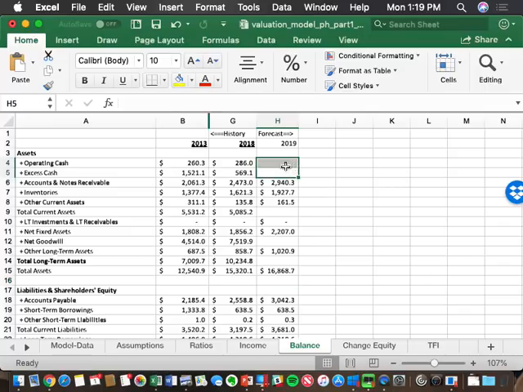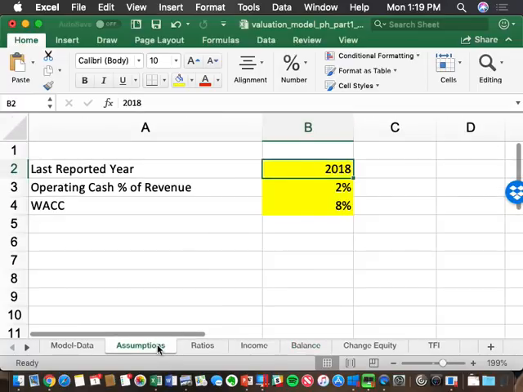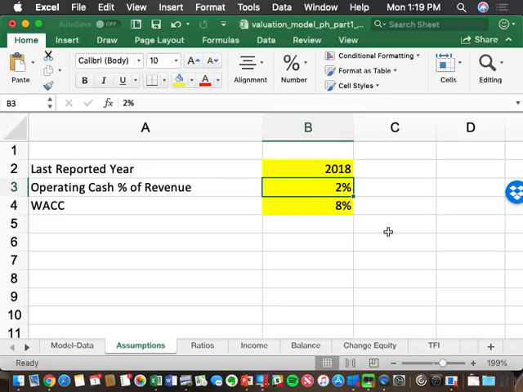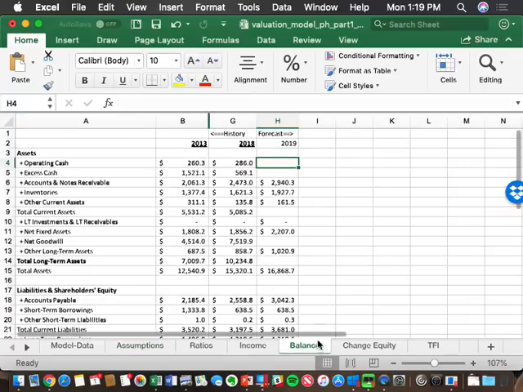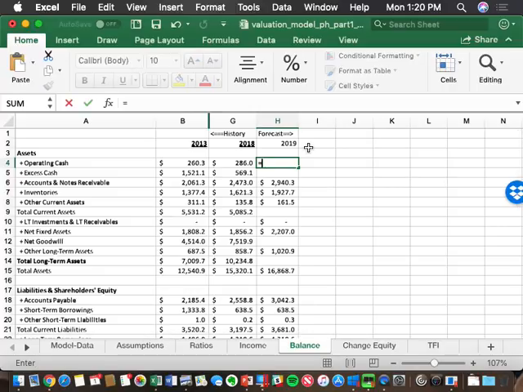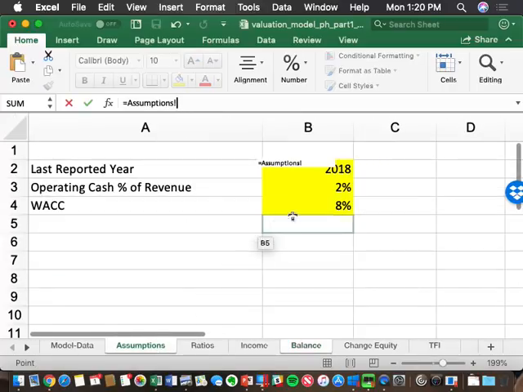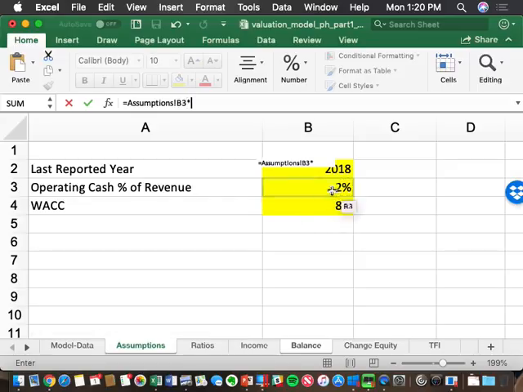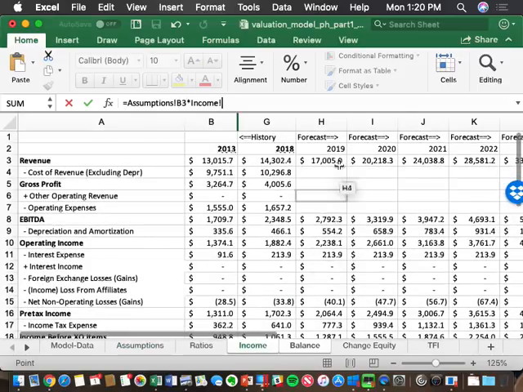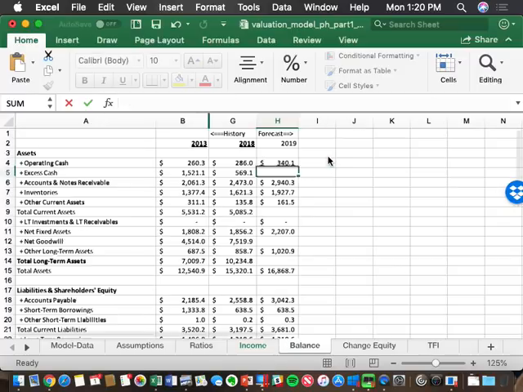One is operating cash. If you go back to the assumptions tab, one of the assumptions on the assumptions tab is operating cash as a percentage of revenue. We've arbitrarily set it to 2%. That's 1 week's worth of sales. Now again, we could change it at a later date, but right now we're leaving it at 2% of revenue. So here's how this would apply. We go to our balance sheet. So for 2019 equals, from the assumptions tab, operating cash as a percentage of revenue times, from the income tab, 2019 revenue forecast, H3. So operating cash, $340.1 million.